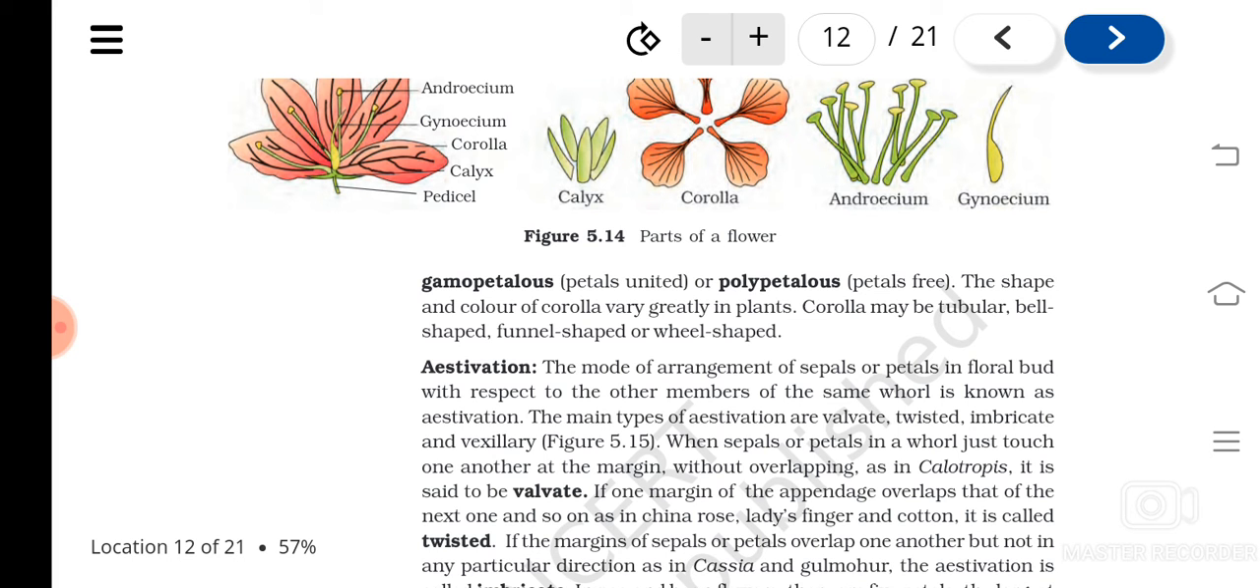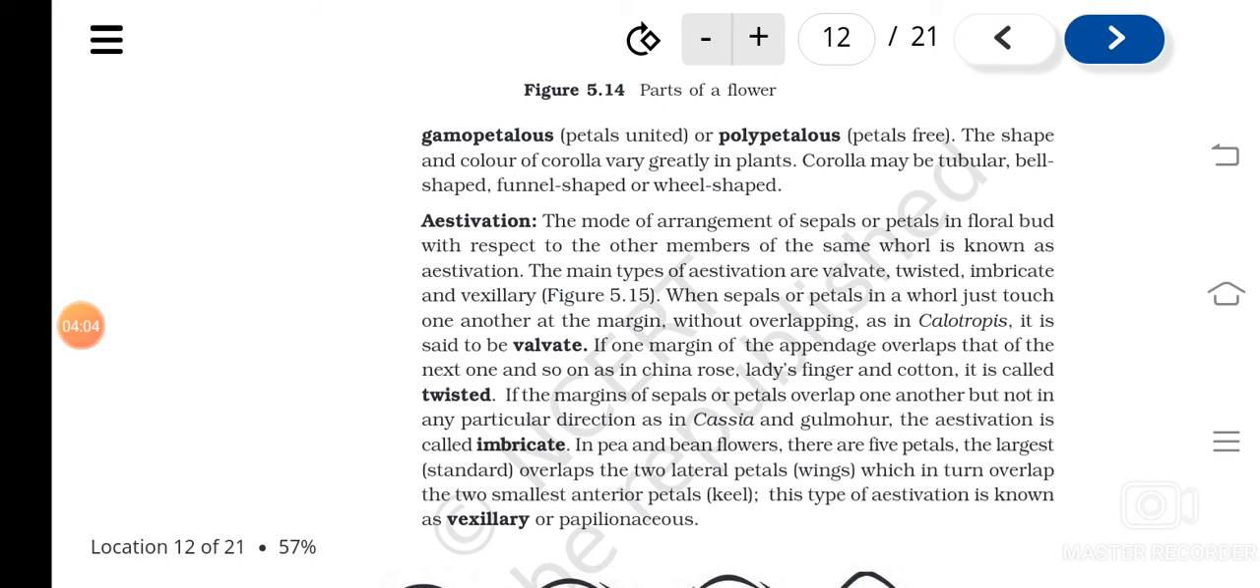Okay, so like this they help in different functions like attracting the insects for pollination, or to attract the birds or whichever is pollinating the plants. Understood? So like this you can see gamopetalous and polypetalous flowers. Or in calyx you can see gamosepalous or polysepalous, or in corolla gamopetalous or polypetalous.